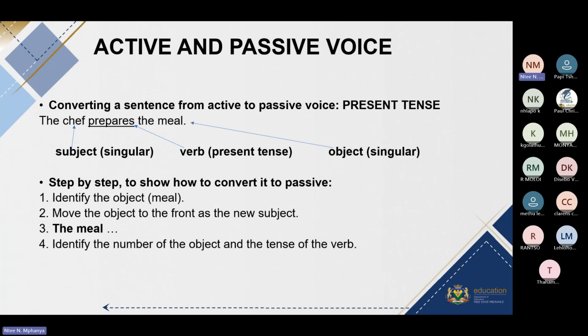Now you identify the number of the object. That is, how many do we have? It is in singular form. So it's singular. And then the tense of the verb. The object is singular and the sentence is in present tense. Therefore, the verb is in simple present tense.